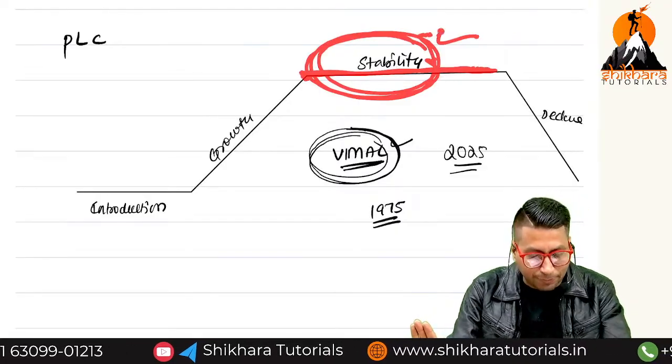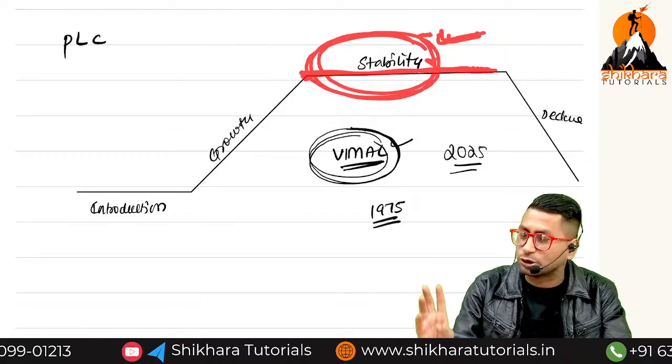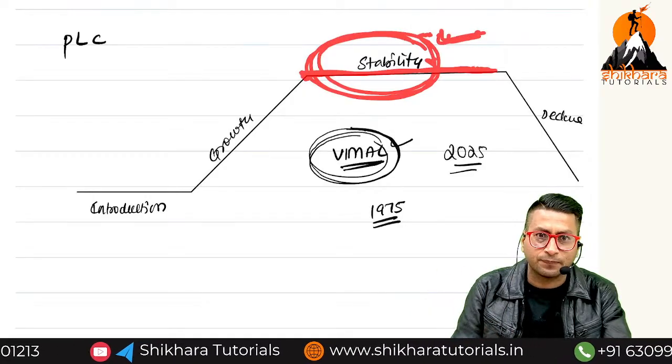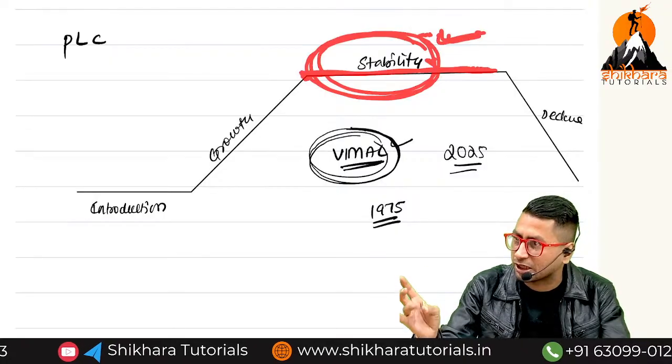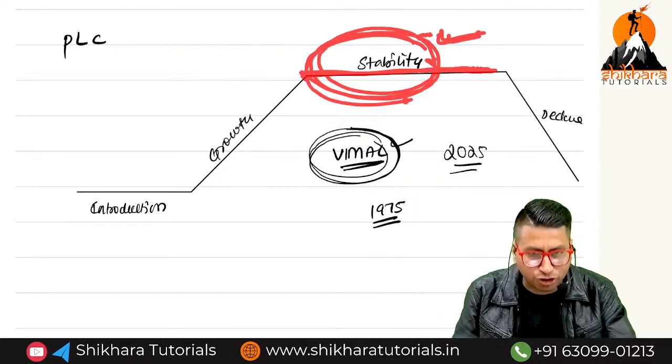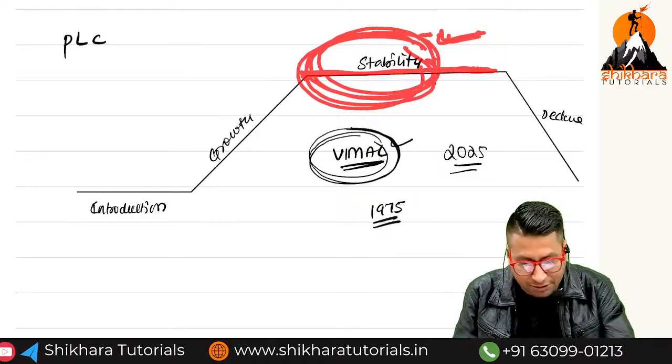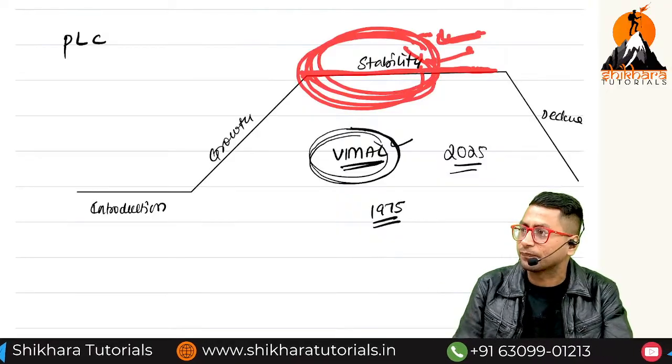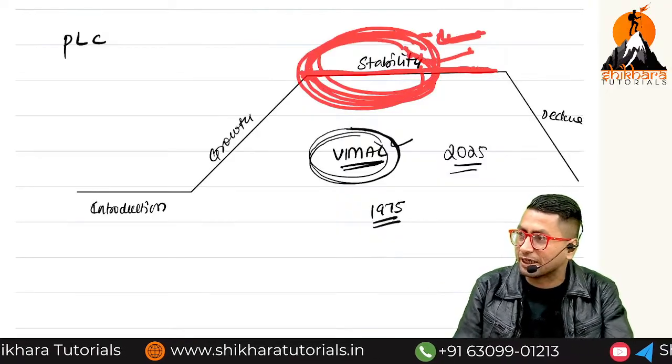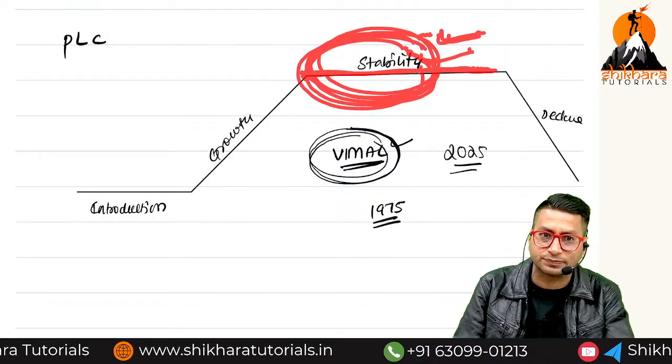Stability. Now in stability, why is competition highest? You think Tata does not want to become number one? Hyundai also wants to become number one. Kia, MG, everyone wants to become number one. For everyone, their biggest competitor is Maruti. So that is why in stability, our competition is highest or lowest?